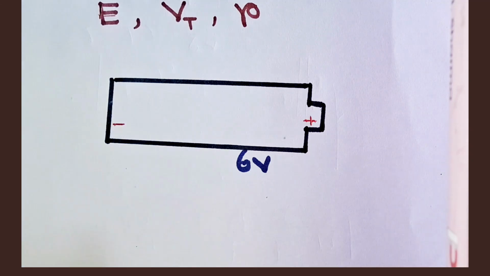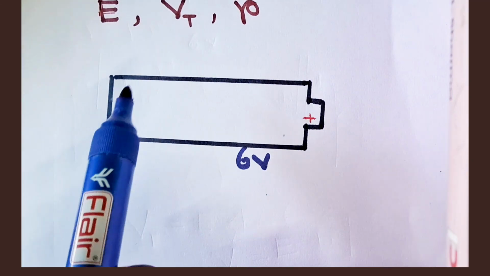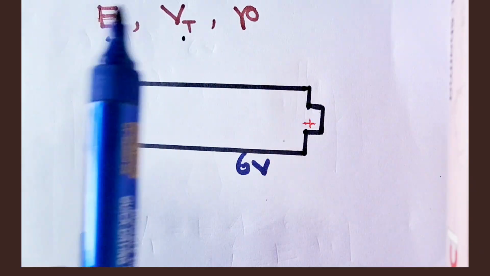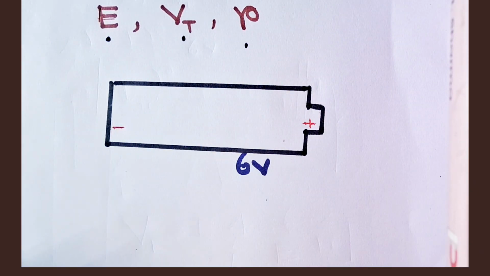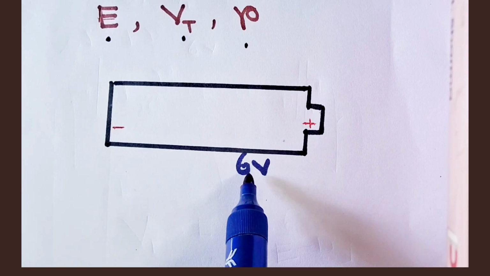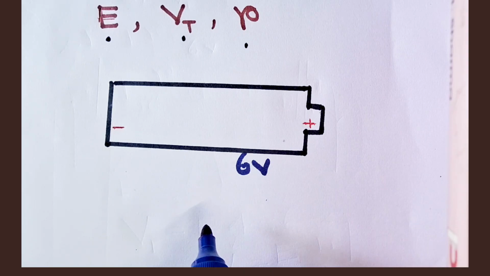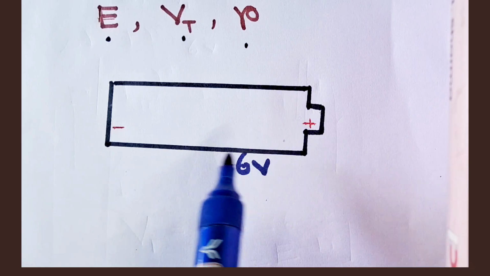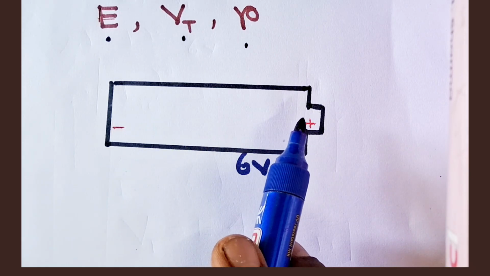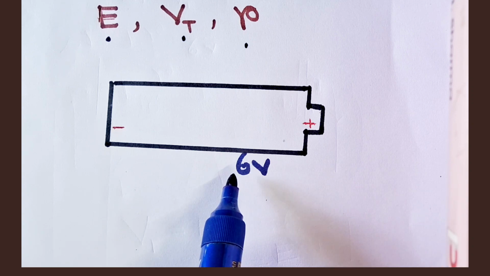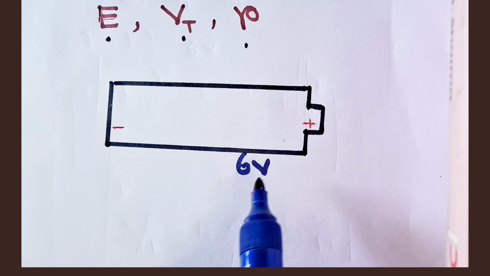In this video, we will try to understand what is EMF, terminal voltage, and internal resistance of a battery. For this, let us consider a battery or dry cell, where it is written as 6 volt. In the market, if you see the pencil batteries or dry cells, they are 1.5 volt, lots of markings are there. So whatever potential is printed, that is the EMF of the battery.